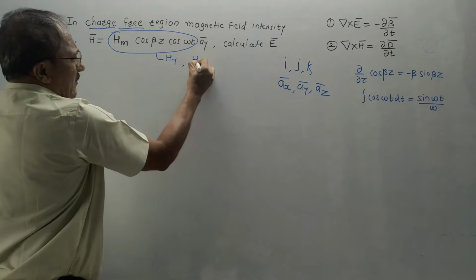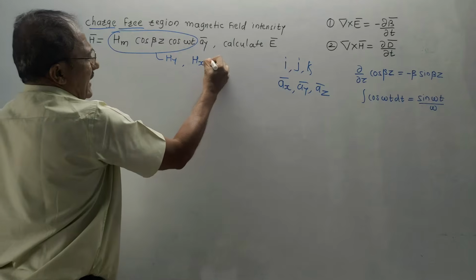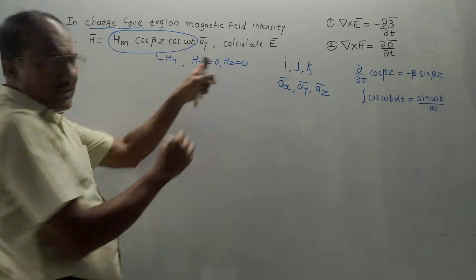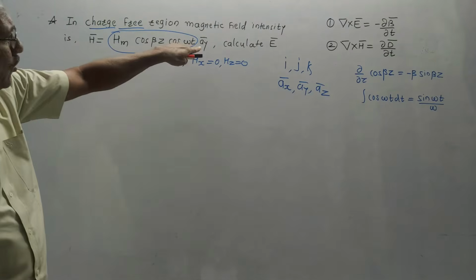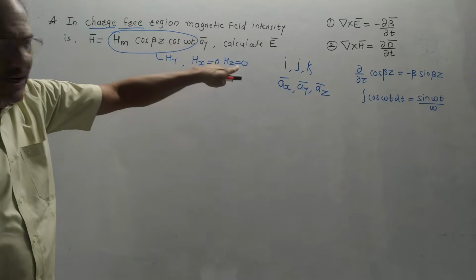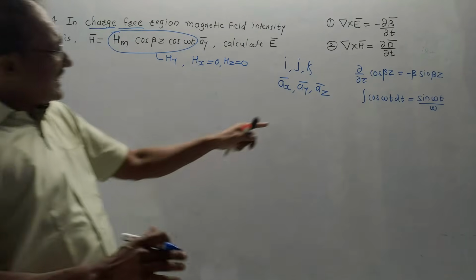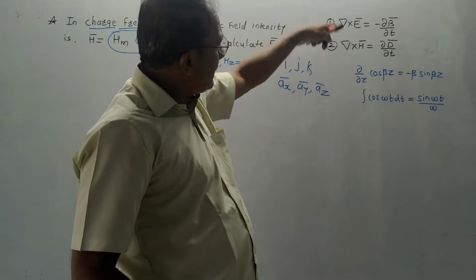There are basically two more components, Hx and Hz, but Hx is 0 and Hz is 0. How did I write these two equations directly? Very simple, only one direction is given. So Hx is 0 and Hz is 0. Now I will tell you a very simple trick. As I said, only two equations are sufficient.